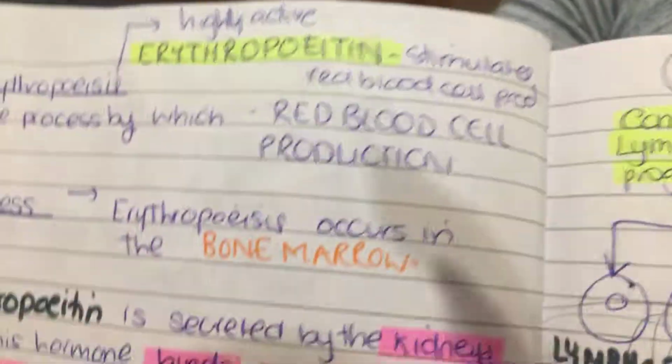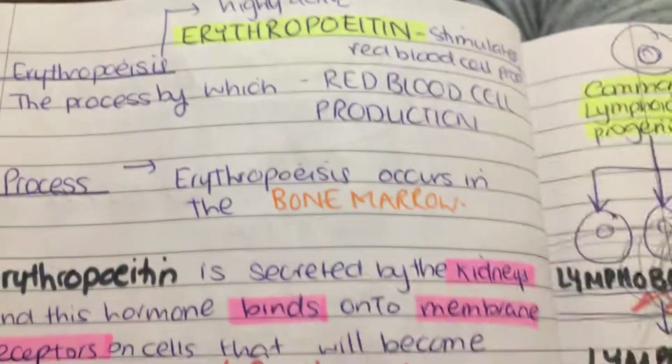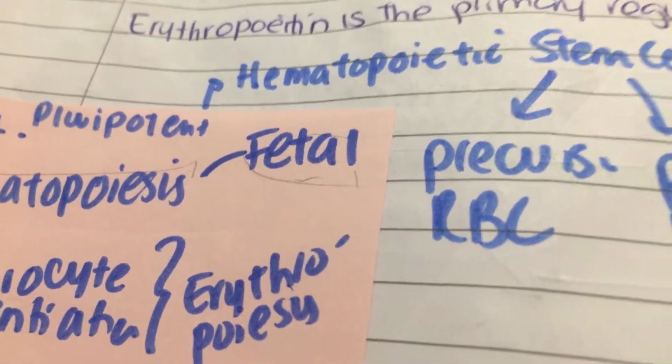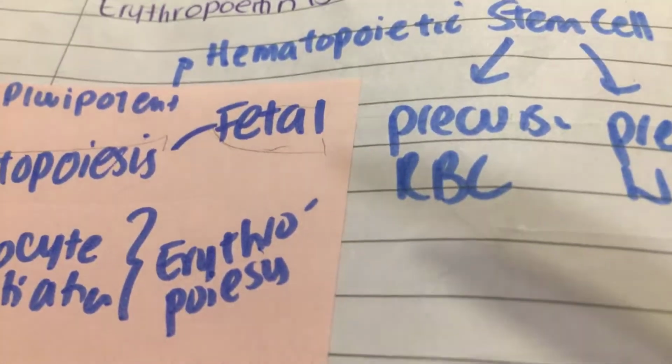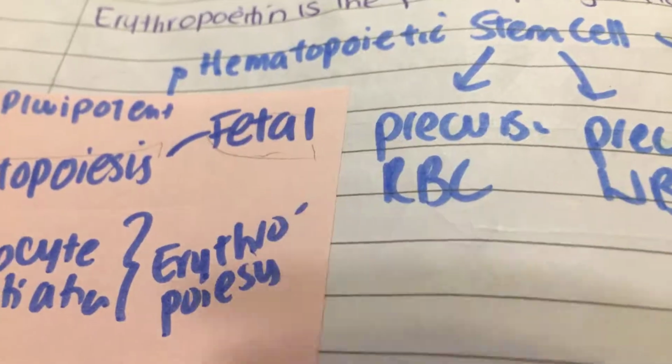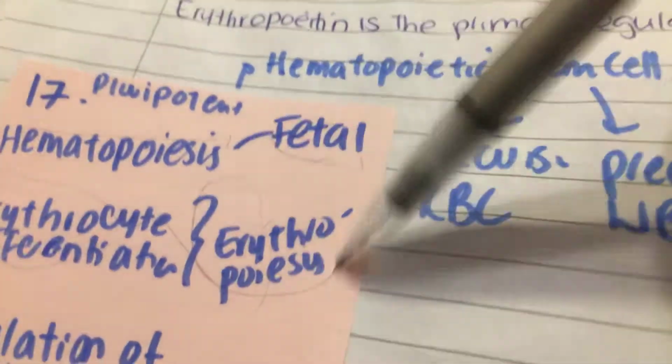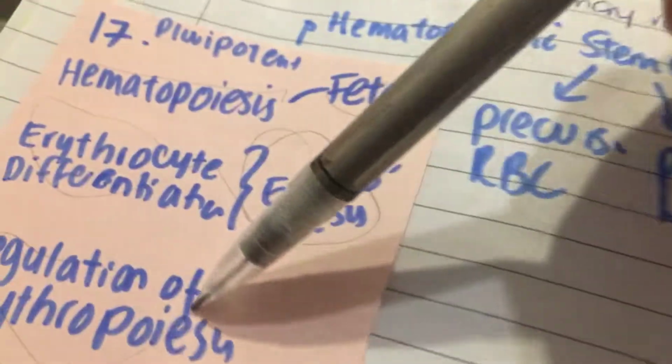Just for this essay, you also have to mention erythropoietin. Basically, you can mention the fetal yolk sac, liver, spleen, and bone marrow. Or you can mention erythrocyte differentiation, which is erythropoiesis. You can mention regulation of erythropoiesis.